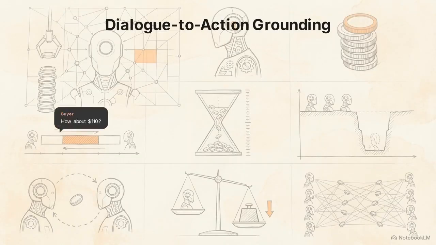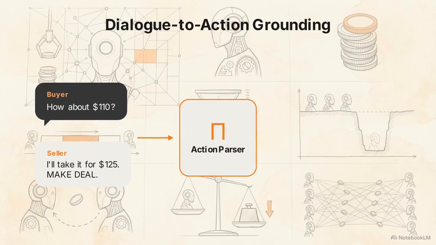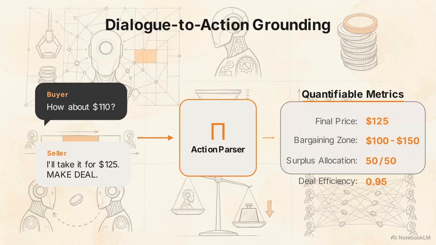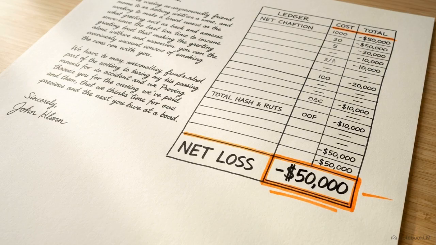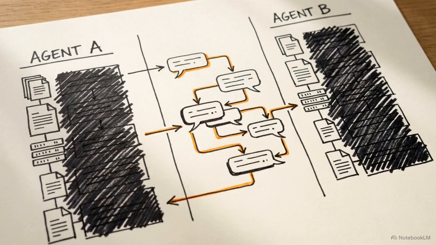The system functions by mapping unstructured linguistic dialogue, the actual text of the negotiation, directly into quantifiable economic metrics like surplus and deal efficiency. The initial findings suggest that strong language generation does not guarantee economic competence once asymmetric information is introduced to the environment. The core of the AgenticPay evaluation is the establishment of strict private information asymmetry.